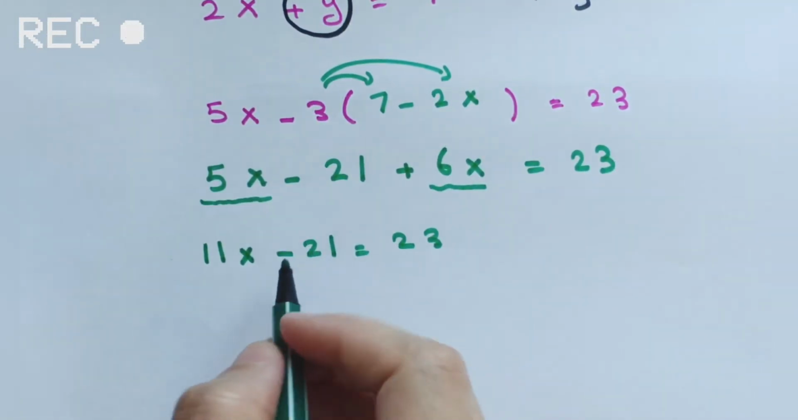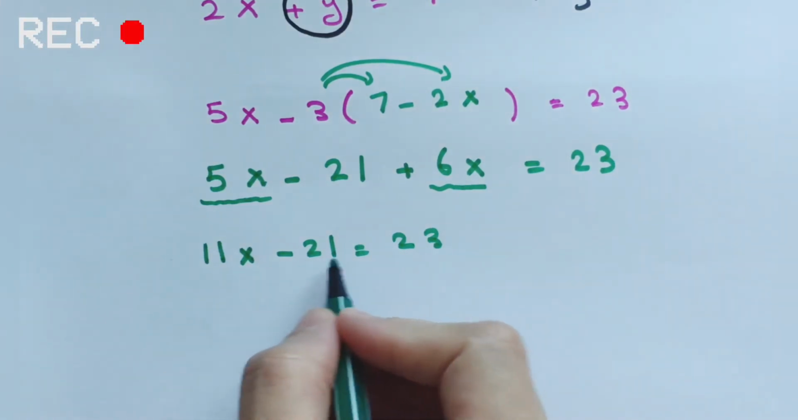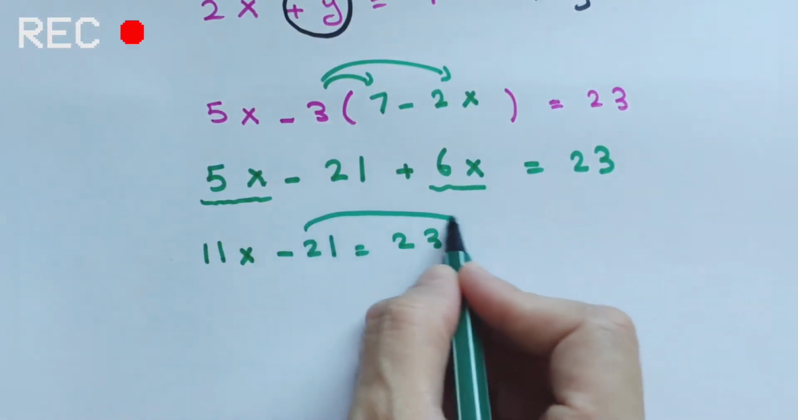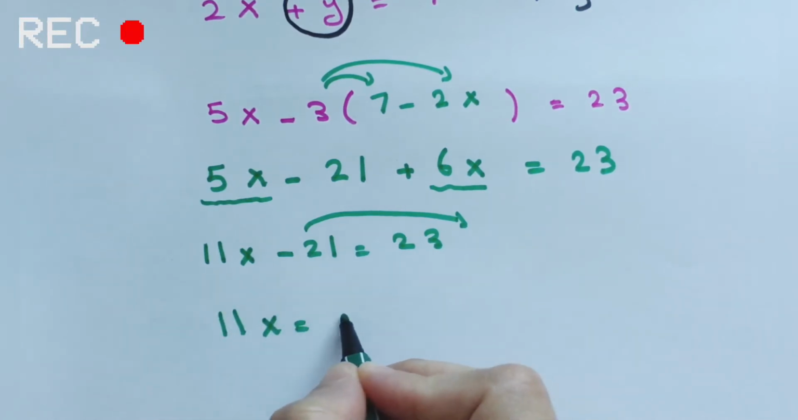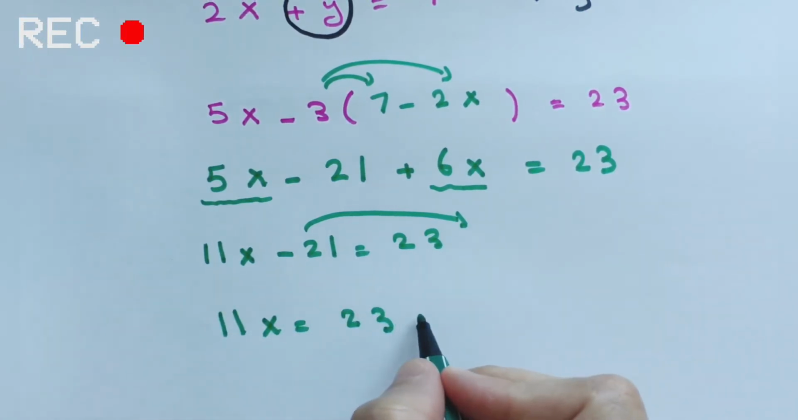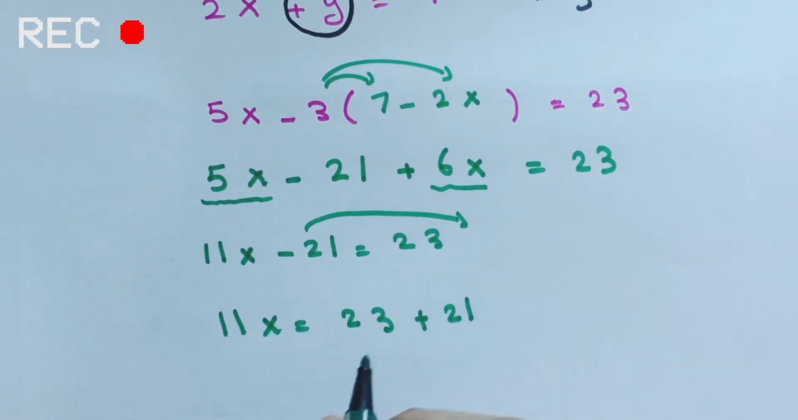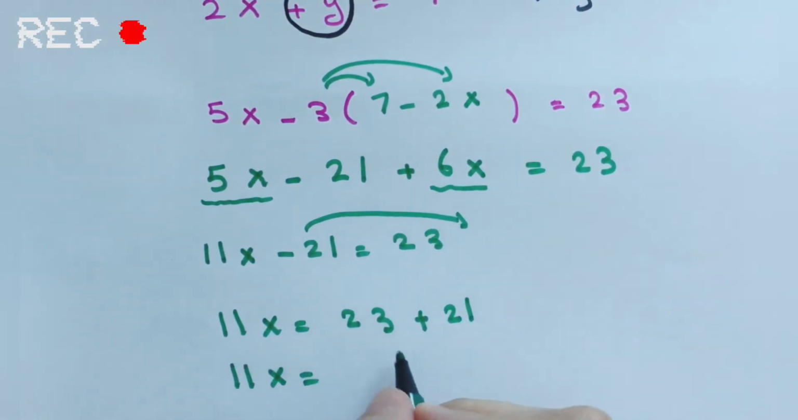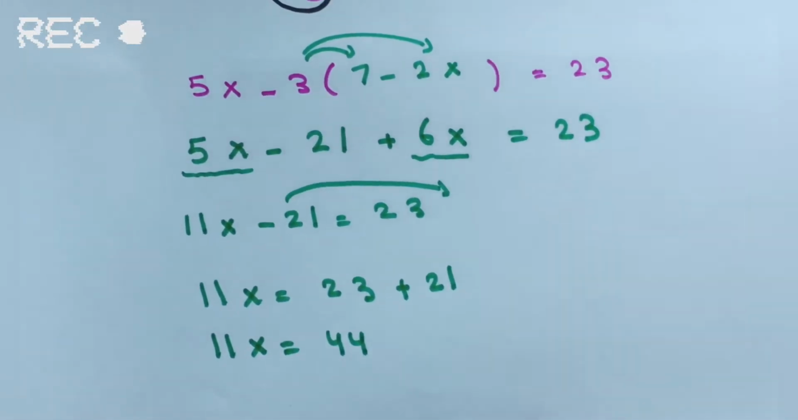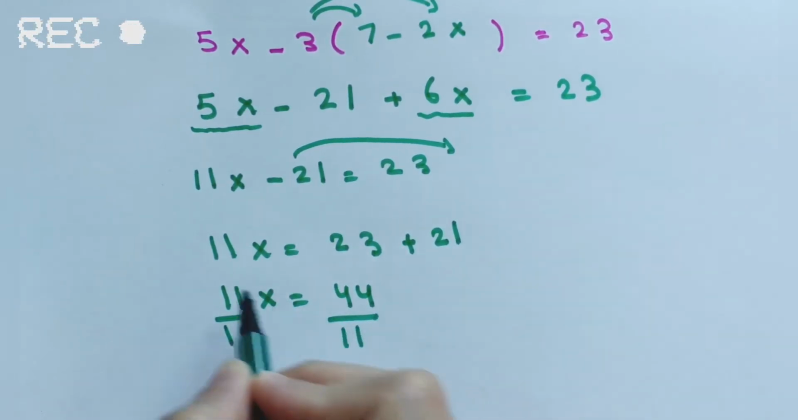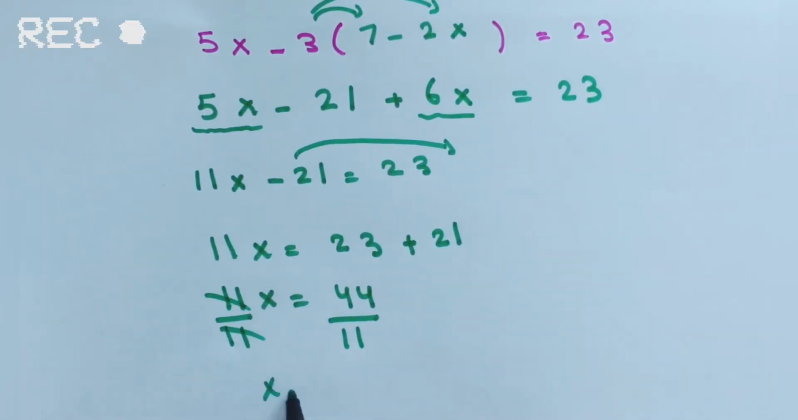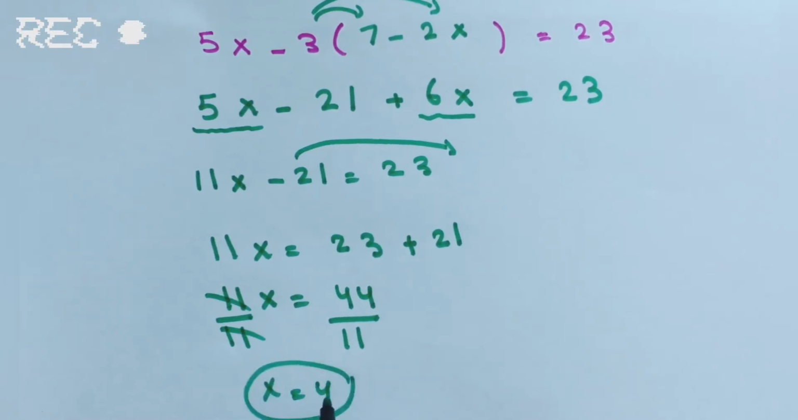Now I'm going to move the negative 21 to the other side. It will be 11x equals 23 plus 21. So 11x equals 44. Now we are going to divide by 11. So x equals 4. Now I found x.